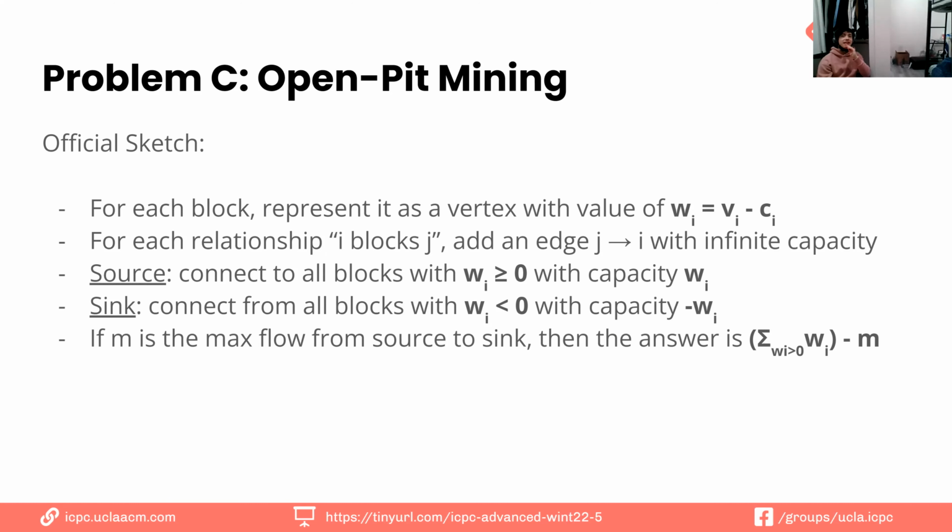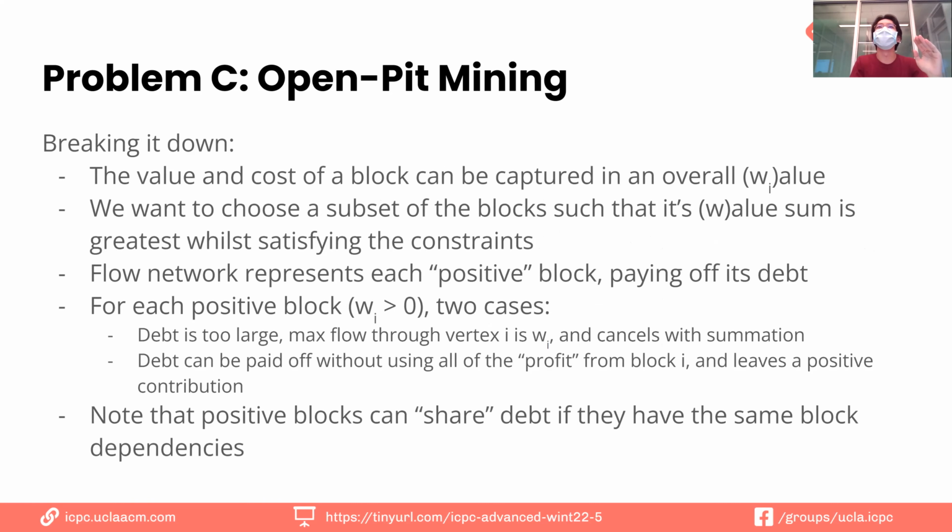That's interesting. Okay. So what's the idea with this? So I'm going to go explain each part. What does this graph, this max flow network, represent? Okay, so we break it down to some value, just to make it a little easier. And then we want to choose a subset of the blocks so that its value sum is greatest while satisfying some constraint. And the constraint is the dependencies that we have, right?